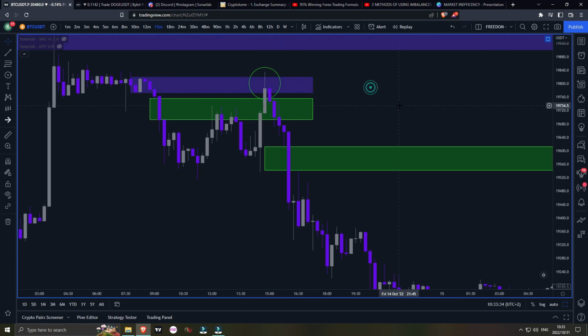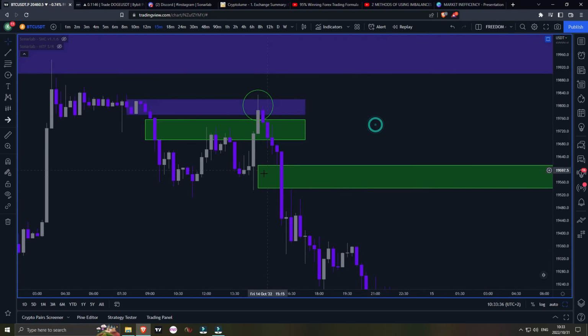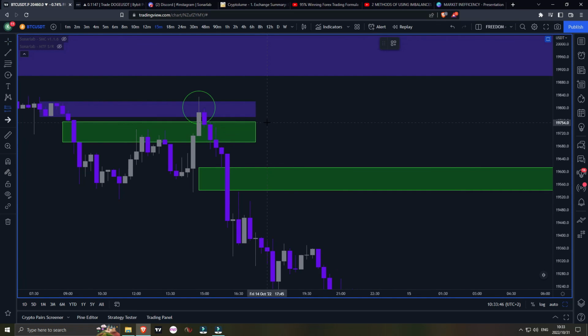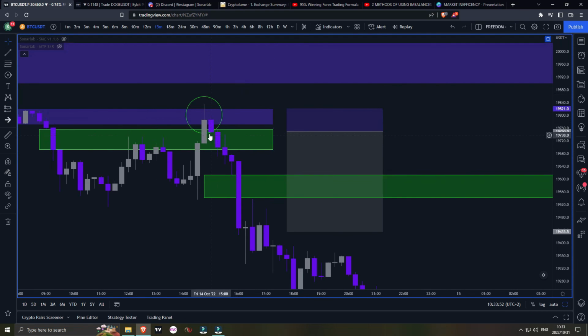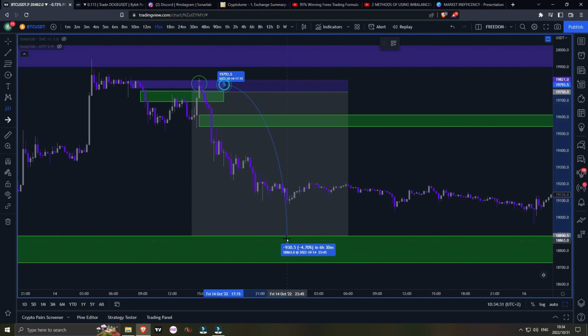This becomes a precise entry. Wait for price to tap into the order block, fill the imbalance, and then we enter right over here after this engulfing candle. And this would have been a lovely 4% move.